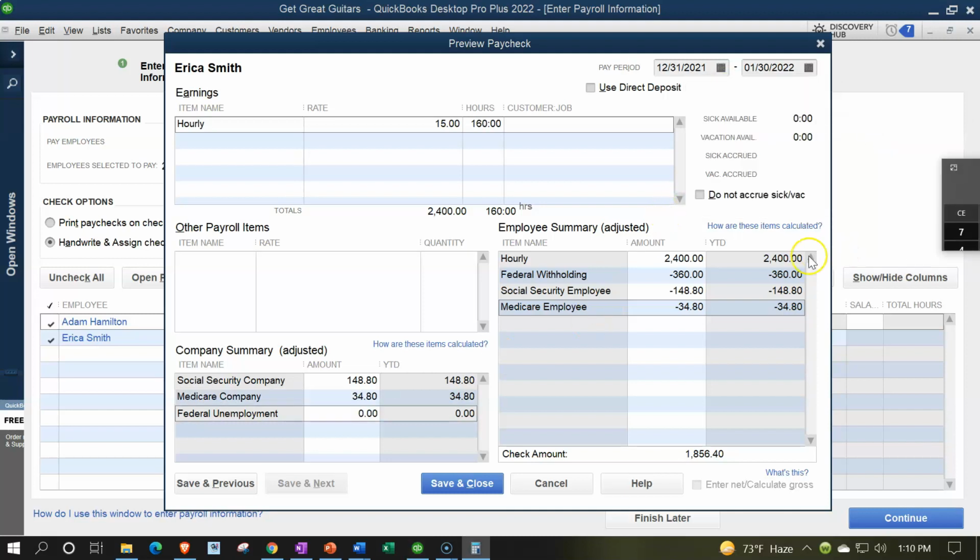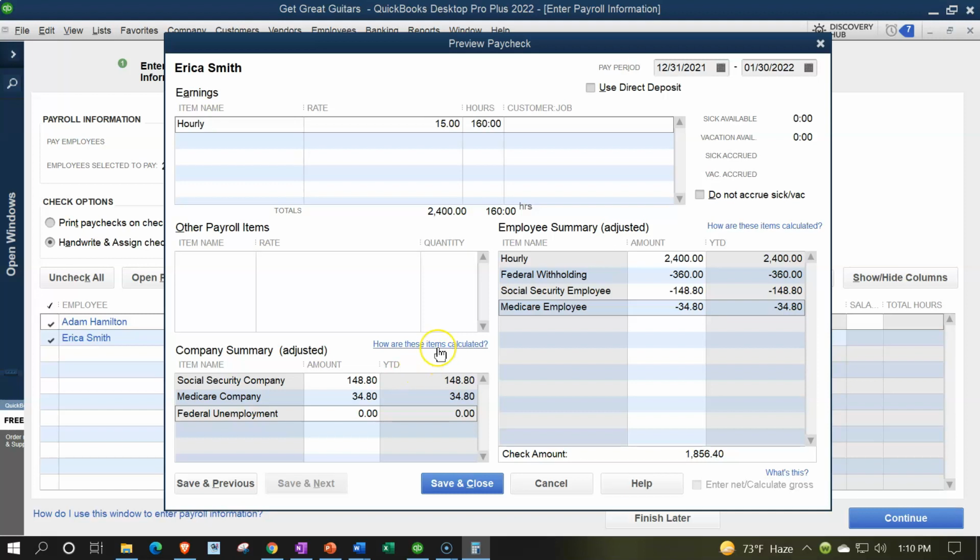So that means that they earn 2,400. They're going to get this withheld, 1,856.40, and then our side of the taxes will be over here. So if you look at this, we can think about this in aggregate and by an employee basis as to what we expect to happen on the financial statements. So what do we expect on the financial statements?